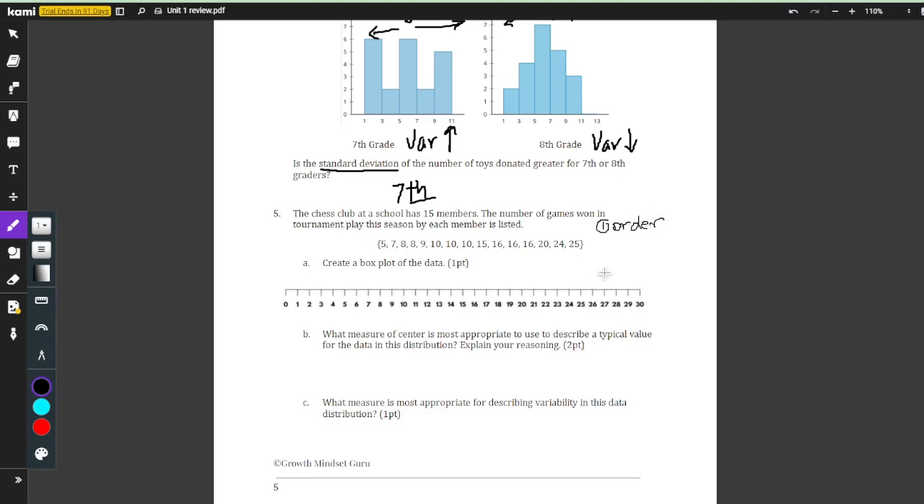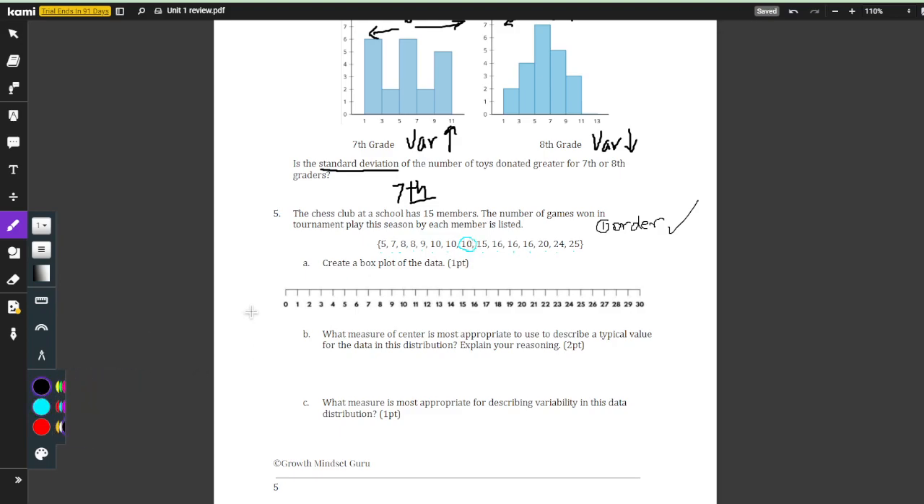It is. Check. We're good on that. It's in order. Now we're going to find the median. We have 5, 25, 7, and then we're going to go down the line until we find where the middle is. Usually in this case, if it's odd, we know the number is there. If it's even, we'll have to find the midpoint. In this case, we don't have to because it's odd. So 10 is our median.